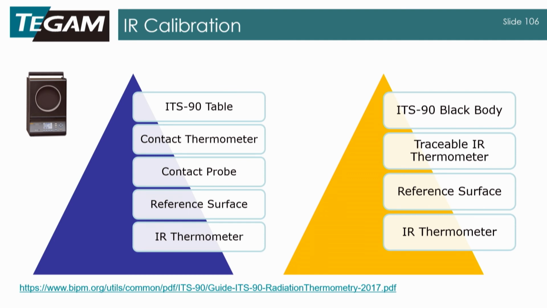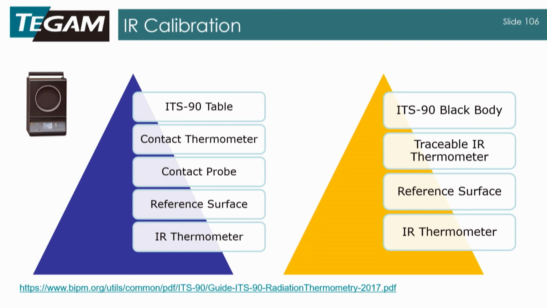So a classic way, and you've probably seen this if you use IR guns, is here's your black body target. You set this to a temperature. Theoretically, your spot size fits on this plate, and that becomes your reference. These have basically a heater in them. This is your IR thermometer you're calibrating, and this is the reference surface here. Inside this will be a probe that measures the temperature of that surface.